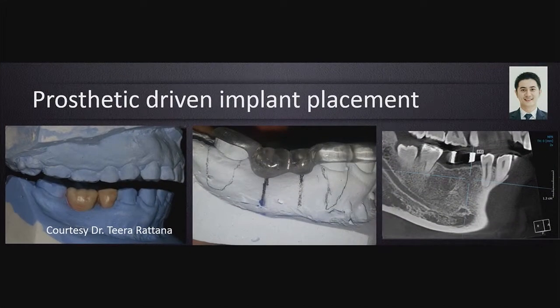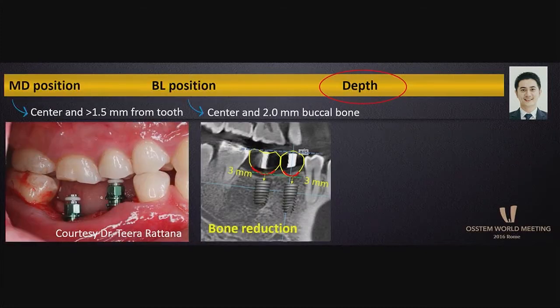Back to the case, Dr. Tira has planned from the prosthetic-driven standpoint. Starting from the full contour of the final restoration, he turned this wax into a clear surgical stent and sent the patient to do the CT scan.